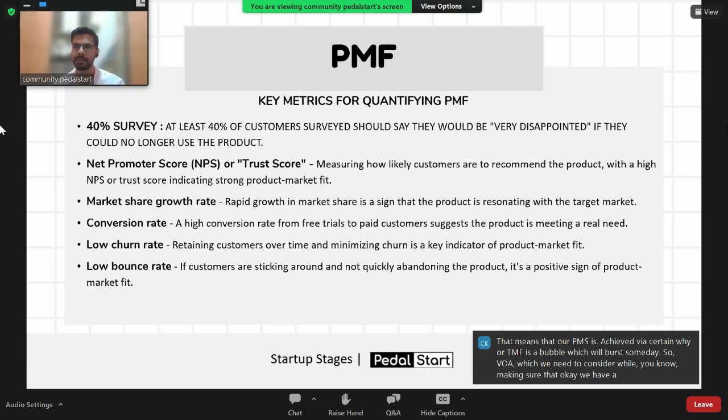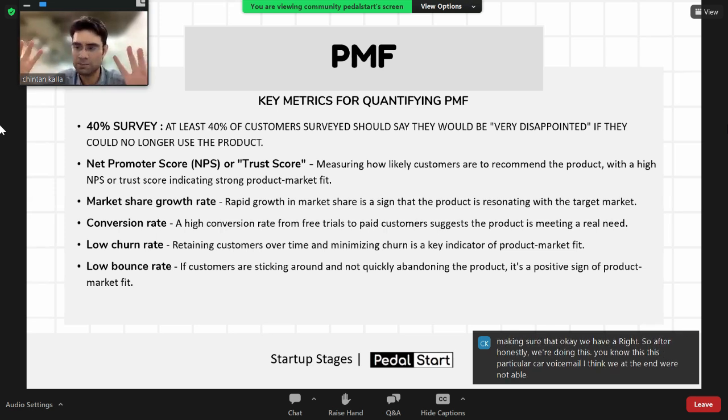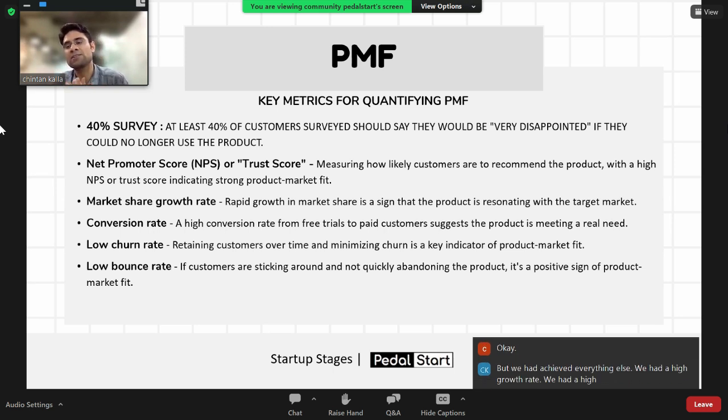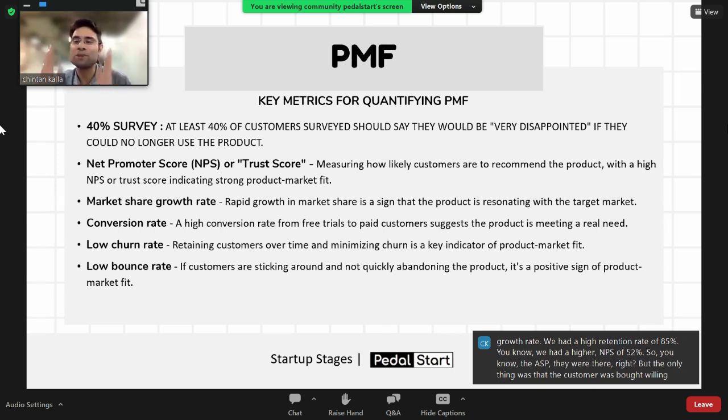So honestly, at Park Plus when we were doing this particular car wash thing, we at the end were not able to achieve PMF despite having scaled to 10,000 cars. Why? Because our growth and our retention were fueled by a significant amount of marketing cost. Our customer acquisition cost was significantly high, but we had achieved everything else. We had a high growth rate, we had a high retention rate of 85%. We had a high NPS of 52%. All these things were there, right? But the only thing was that the customer was not willing to pay beyond a certain point. If we increased the cost beyond a certain threshold, which is $800, the retention used to drop.